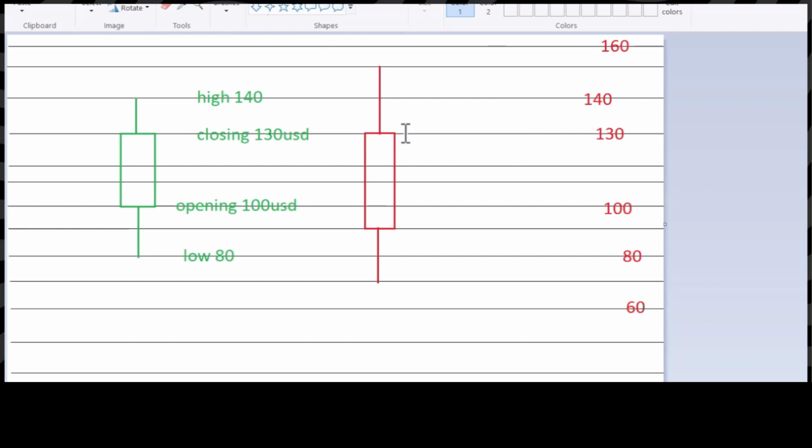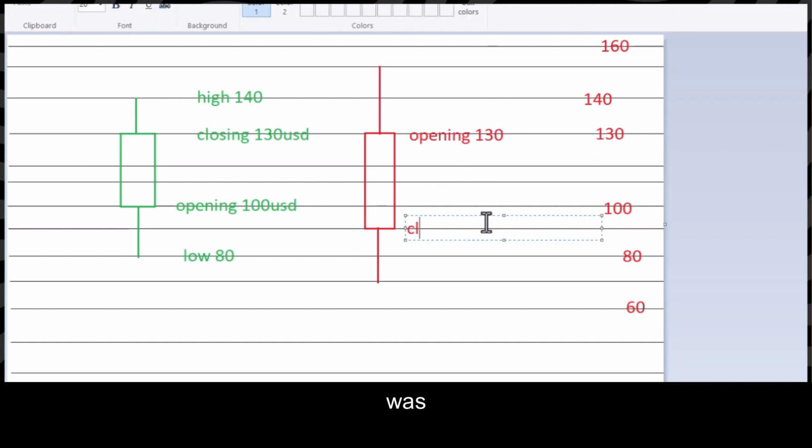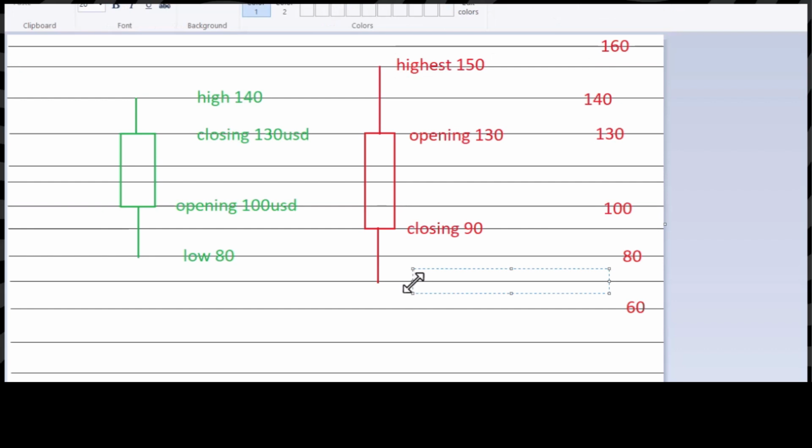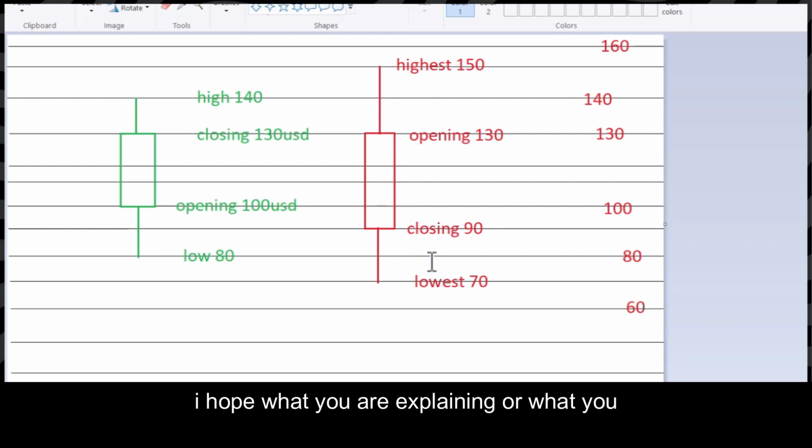Let me help you. The opening price was 130. The closing price was 90. The market went up to 150, and the market went down to 70. I hope what you understood is the same as what I have written just now. If so, congratulations, very good job. You have successfully understood what a candlestick represents in the market.